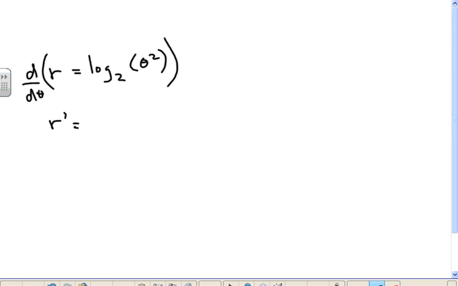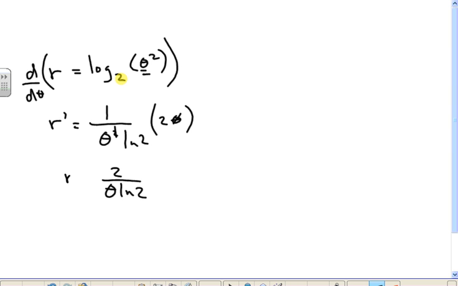Now from here, we're going to take the derivative with a different base. When we solve this, we're going to have 1 over theta squared times the natural log of the base, which is 2. And this can be multiplied by the derivative of our inside, which is 2 theta. We'll simplify this a little bit. We have 2 on top, and this and this will turn to 1. So we have r prime equals 2 over theta times natural log of 2, and that would be our solution.